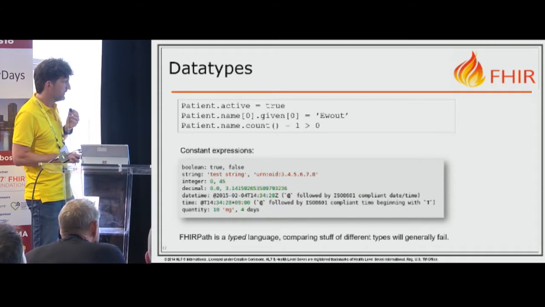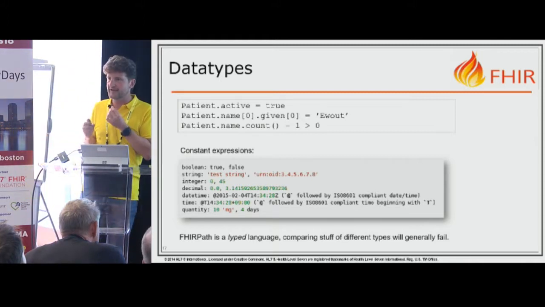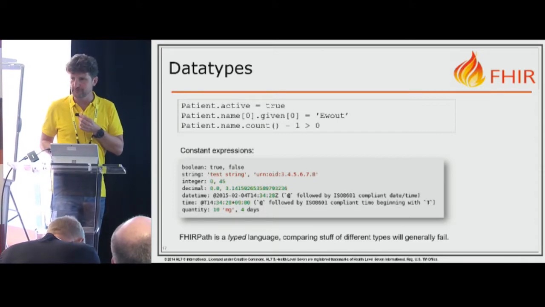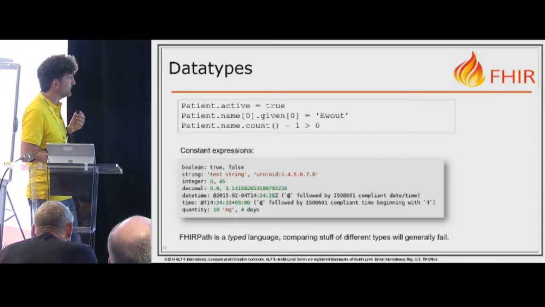So comparing stuff: if I would say given 0 is active, even if my first name were active, that would fail. I mean, there are languages that auto-cast and convert that for you. FHIRPath is not such a language.